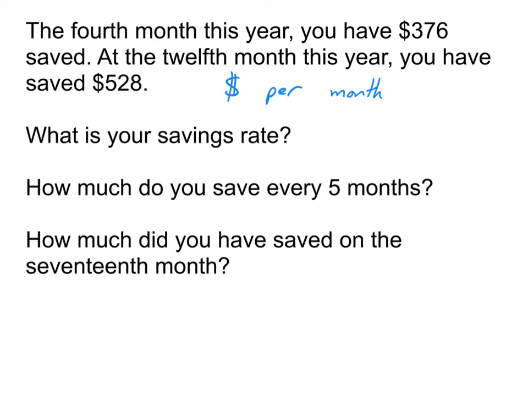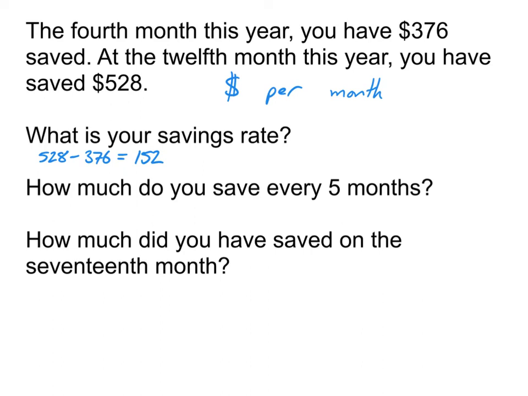So first thing I need to do is figure out how many dollars were saved over the time period that's shown. Well, in this particular case, that means I'm going from 376 up to 528. So I'm going to want to do 528 minus 376 to figure out what that amount saved was. And when I do that, I end up finding out that it's $152 saved from the 4th month to the 12th month. Well, remember, I want to be able to break it down to how much was saved every single month. So I've got to divide it by the number of months covered.